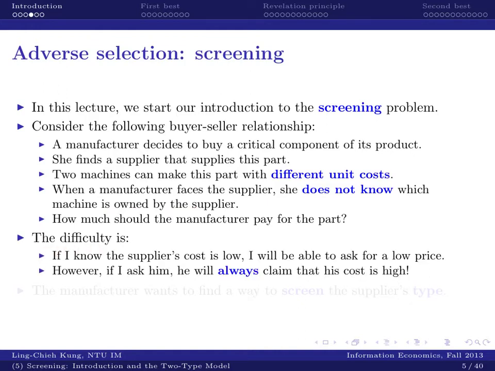The difficulty you are facing is that if I know the supplier's cost is low, then I can ask for a low price because there is room for me to cut down the price, right? But if I ask what's the cost for you to produce each unit of this particular part, the supplier will always claim that the cost is high. Okay? This is exactly how the supplier may get some profit margin.